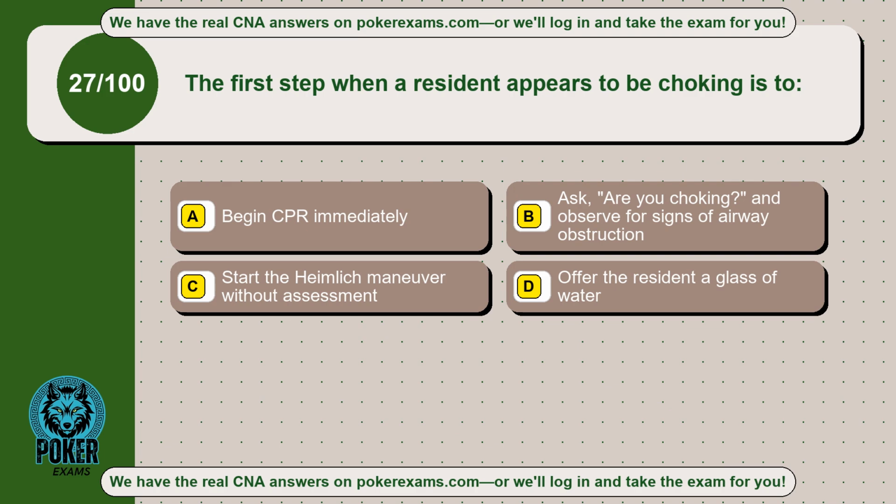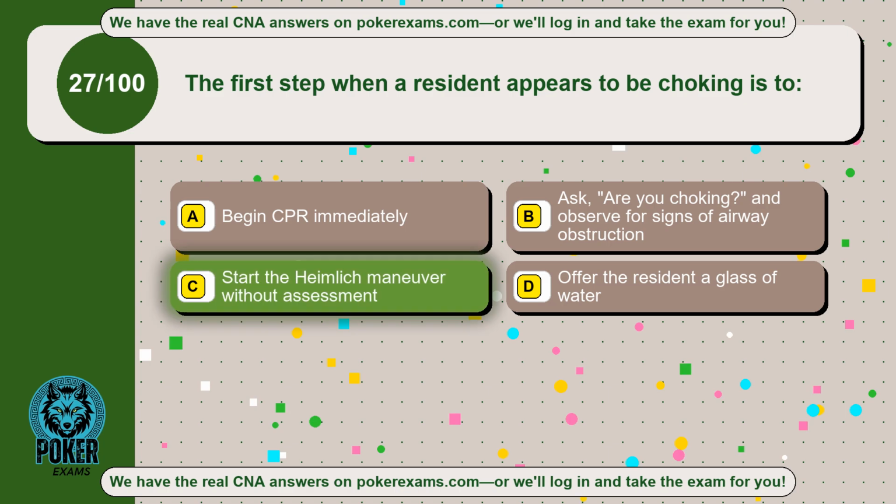Question 27. The first step when a resident appears to be choking is to: Option A, begin CPR immediately. Option B, ask, "Are you choking?" and observe for signs of airway obstruction. Option C, start the Heimlich maneuver without assessment. Option D, offer the resident a glass of water.